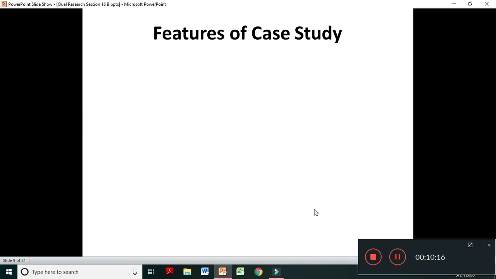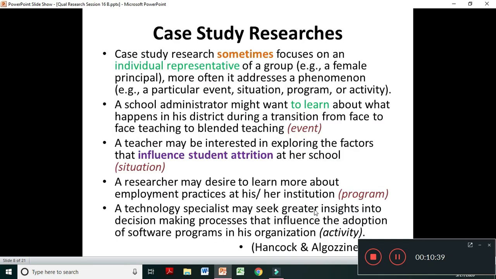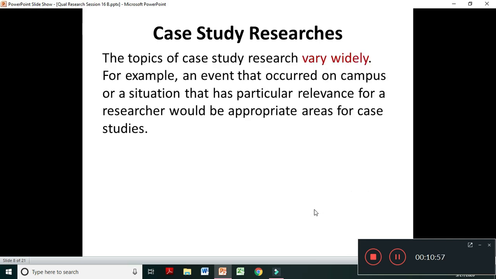So what are the features of case study? The phenomenon being researched is studied in its natural context, bounded by space and time. The administrator's investigation of blended learning occurs in a specific school system during a specific time period. I mentioned in the previous slides these different examples, that a school administrator might want to learn about what happens in his district during a transition from face-to-face teaching to blended mode of teaching. So this investigation and all other investigations are all time bound.